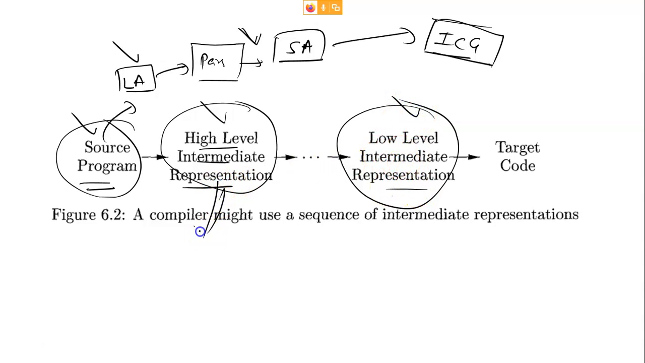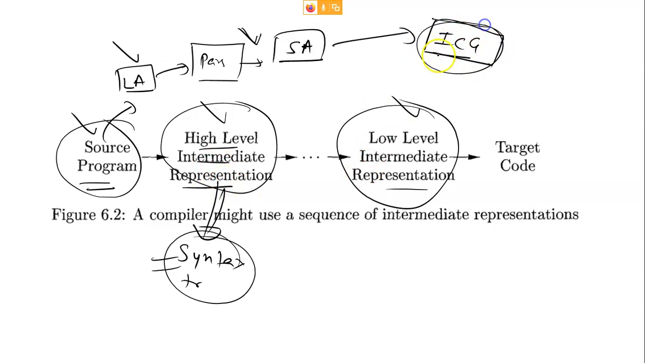When we have the high level intermediate representation, the representation that we use is the syntax tree. So here our parser uses the syntax tree representation. And in this ICG, intermediate code generation, we mostly use the most popular intermediate representation, that is 3 address code.